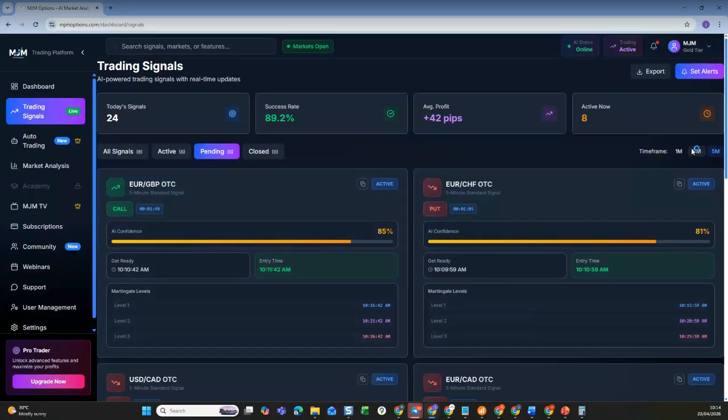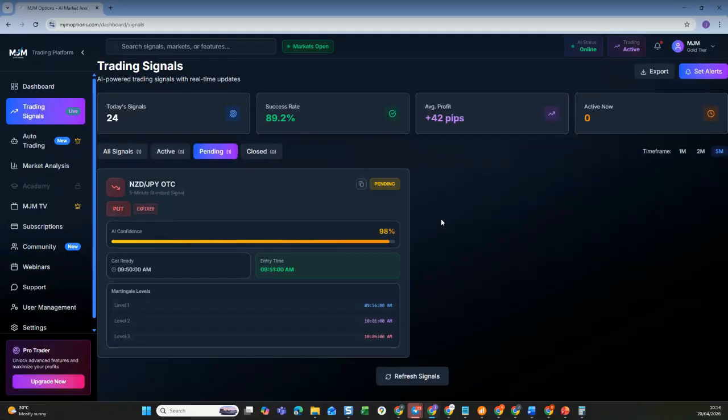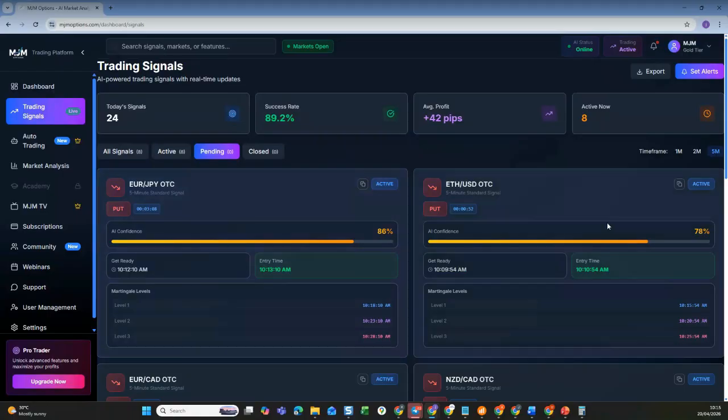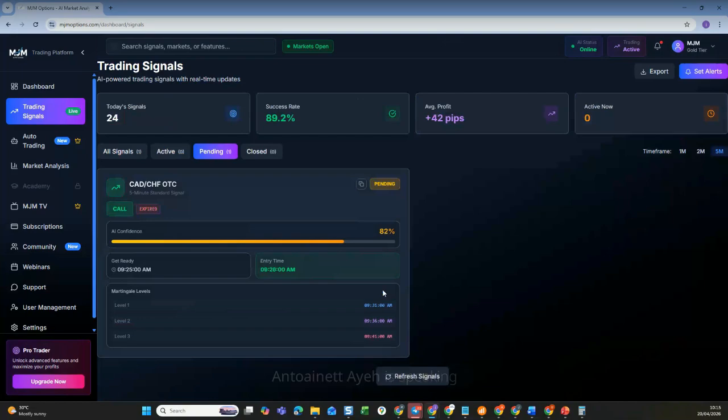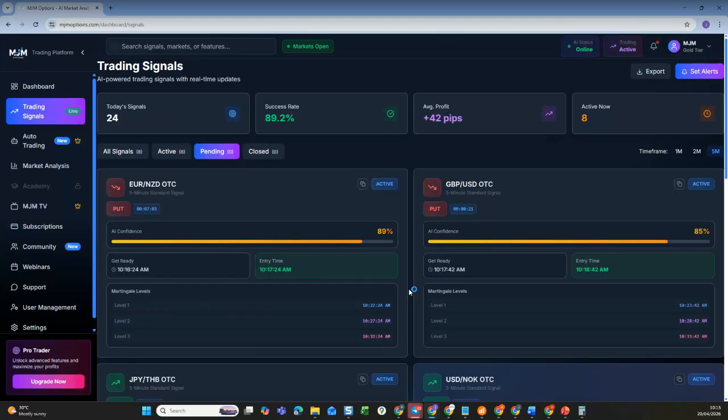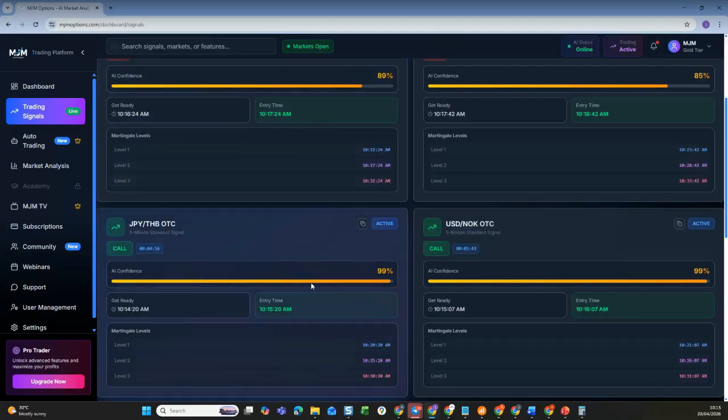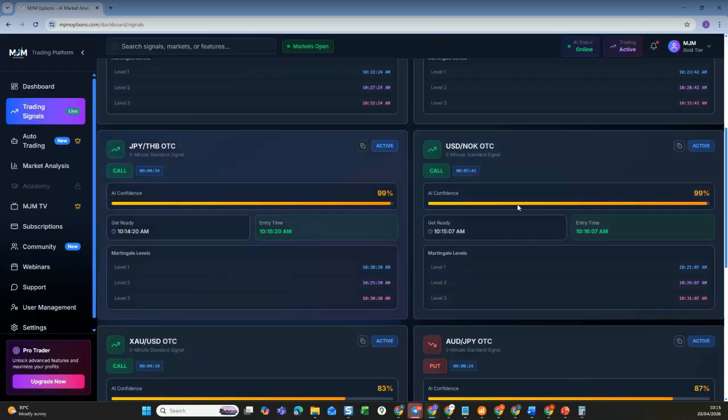Now, when we're on 5 minute standard signal, what are we looking for when we want to take a trade on the trading signals? The first thing we're looking for is the time and the AI confidence. The AI confidence has to be 90 to 99. You have to see 90 to 99 always. When you see that, you know this is a sign to pay attention to this signal. So I click refresh and I'm looking for 90. Now this is 99, this is 99: 90, 90, 99, 99.